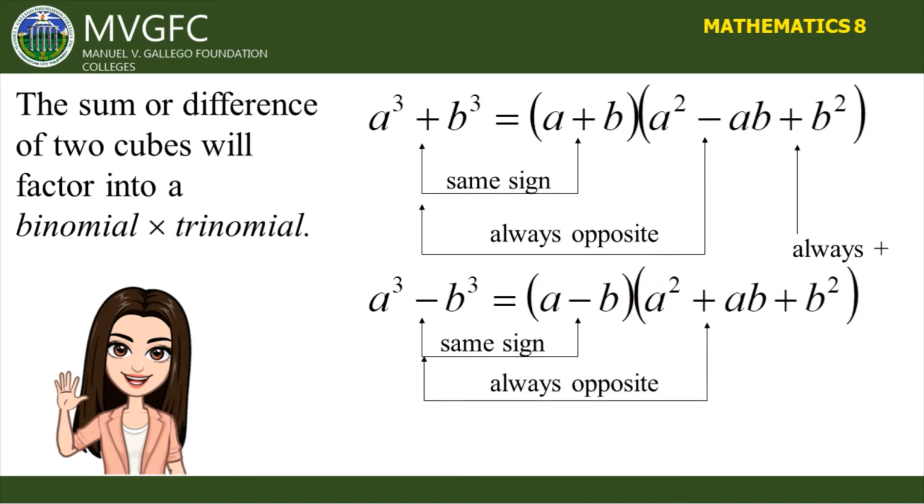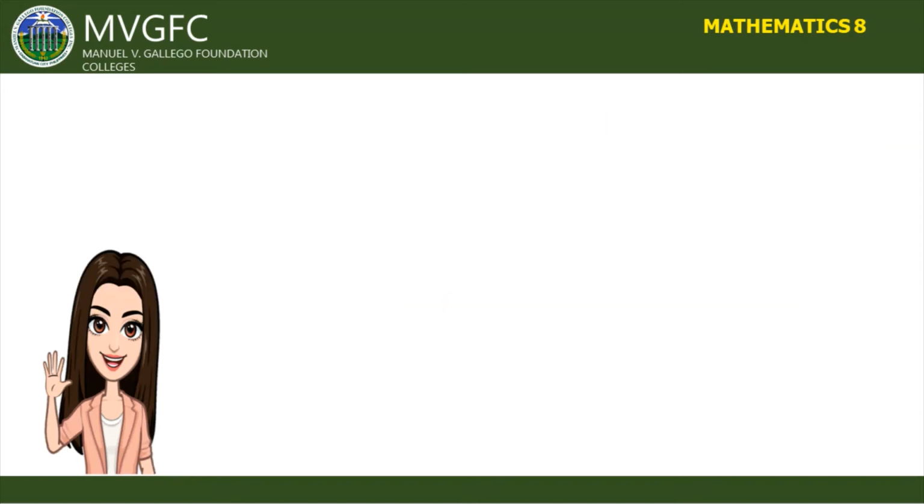So, in trinomial, that is positive. And then, remember the last one, always positive. Okay? So, just simply remember this: same sign, always opposite, always positive. Di ba gamit na gamit natin sa same sign ever since we are in group 7.